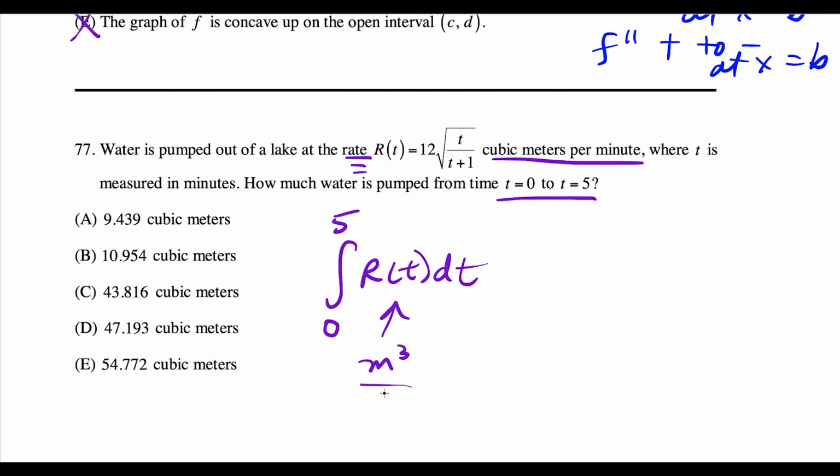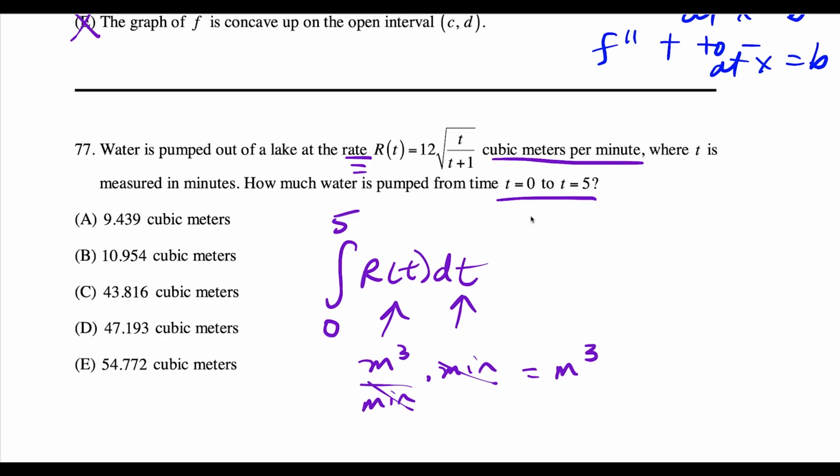The reason we're doing the integral of the rate is because the rate is measured in cubic meters per minute, and time dt here is measured in minutes. When you multiply R of t by dt, the minutes cancel, and our final answer would be in cubic meters. So just know the integral of the rate tells you how much. We're not going to just plug into R of t or take a derivative. We do the integral here.